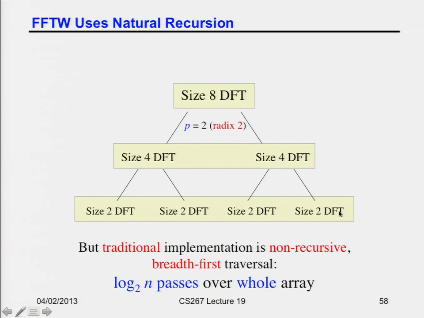So that would be one column in that picture of butterflies that I had. They do all the first column. Then they go and do the entire second column. Then they do the entire third column. And so they have to run through the entire array log m times. And so the memory traffic is m log m, and it's sort of as large as possible. So it's a very bad way to traverse this tree.